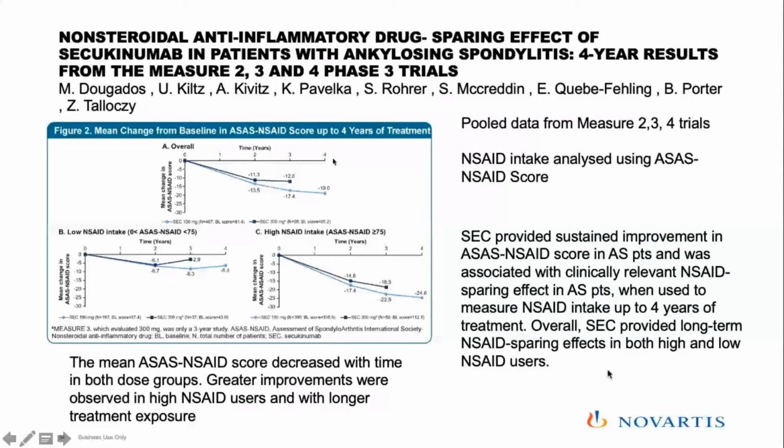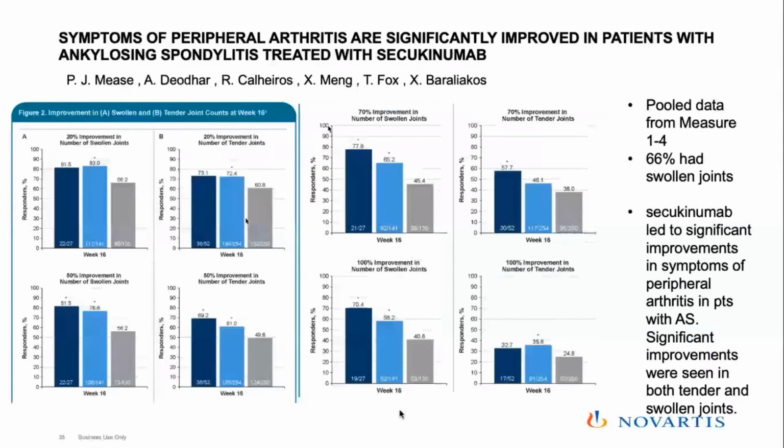The mean NSAID score, ASAS NSAID score, decreased with time in both the dose groups, but greater improvements were observed in the high NSAID users and with longer treatment exposure. So this is again extra advantage of using secukinumab. So when we use secukinumab, one question that always raised in my mind is, is it effective in peripheral arthritis? So we know that it was effective in the spine, but there was no separate data whether secukinumab is effective in peripheral arthritis, and there had been concerns.